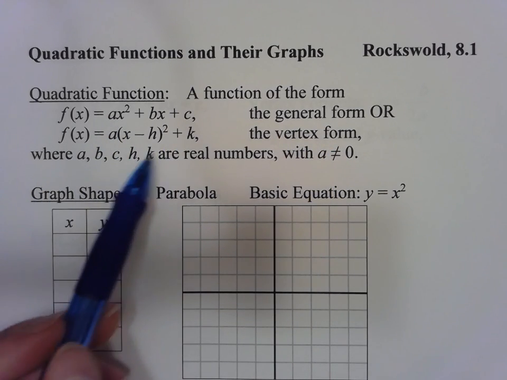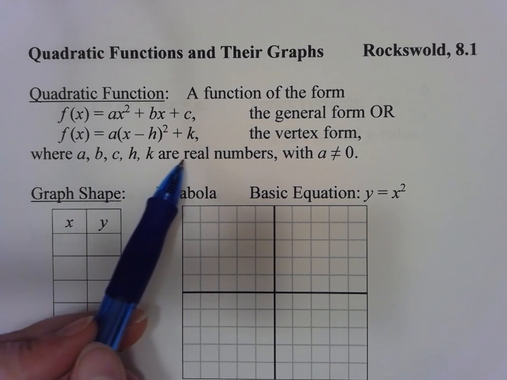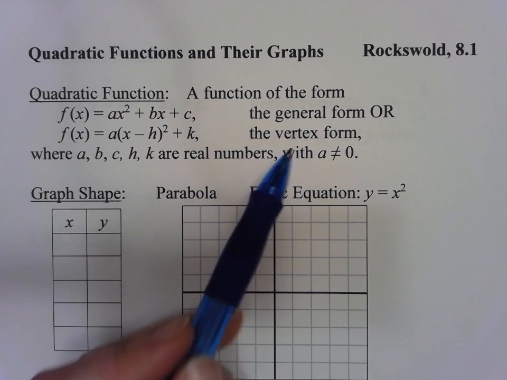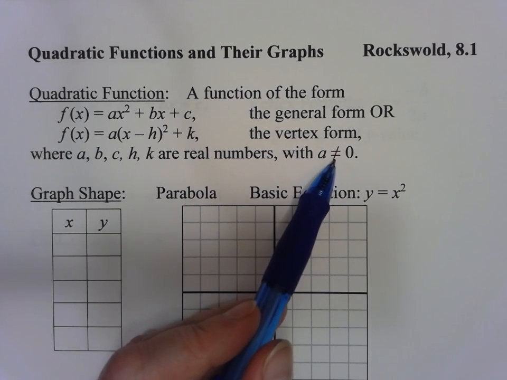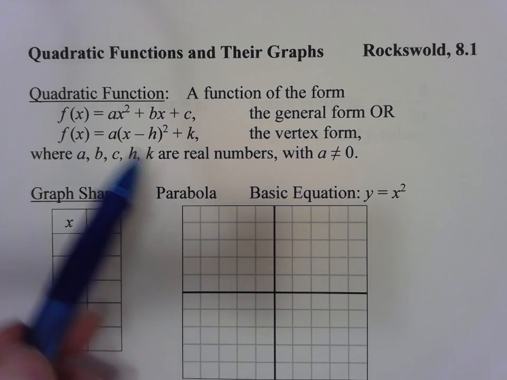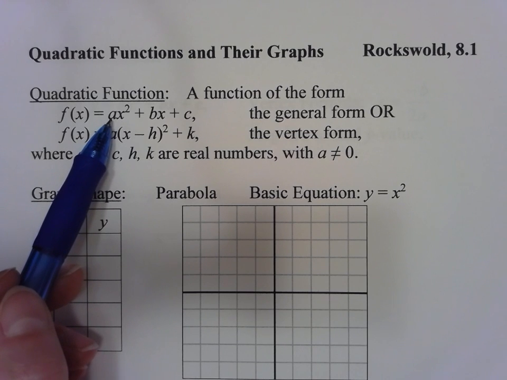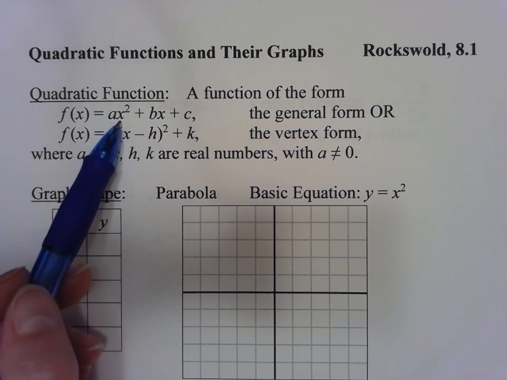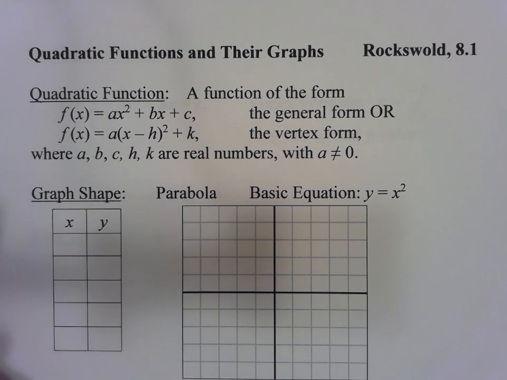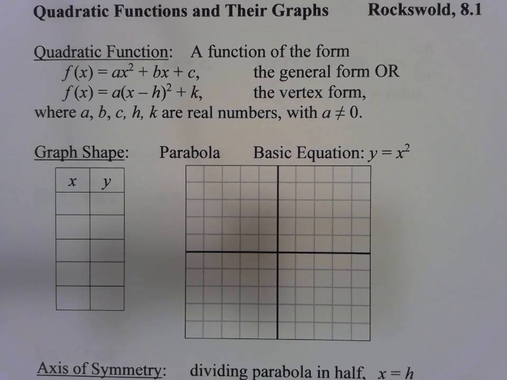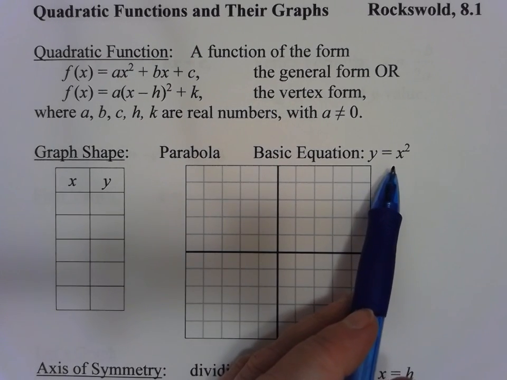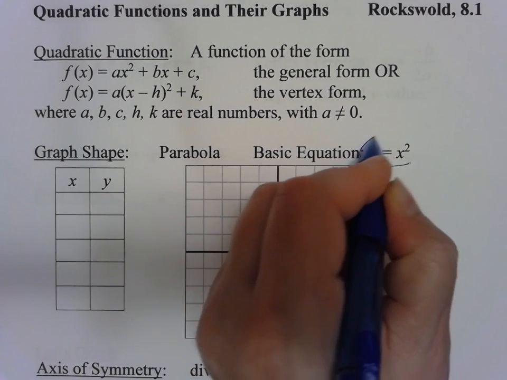I know there's a lot of variables here. All of them are going to be replaced with numbers when we're working. The only criterion that we have is that the a cannot be 0, because if a were 0, we wouldn't have an x squared, and the x squared really is what makes it quadratic. The most basic quadratic function is y equals x squared. So I wanted to take a second and graph this one with you.